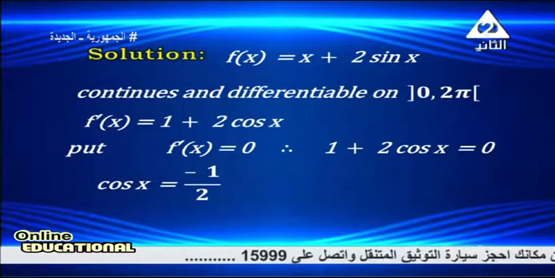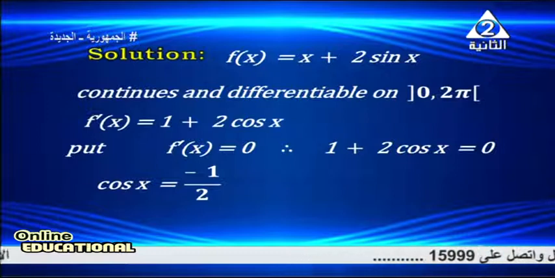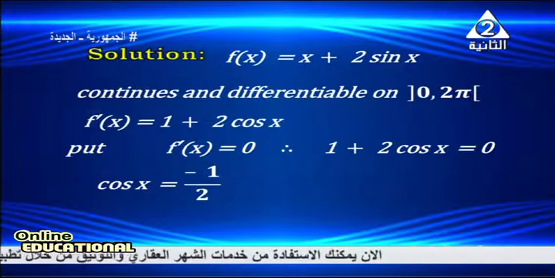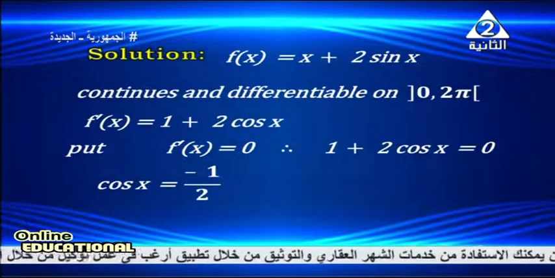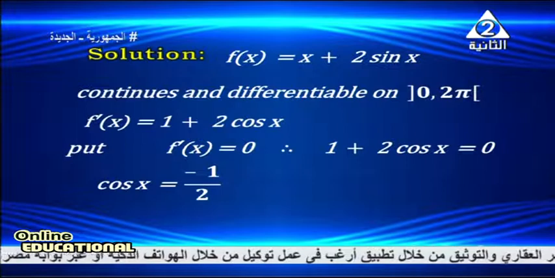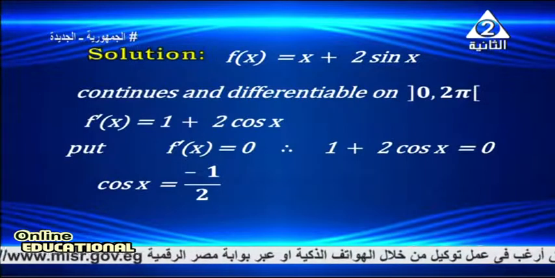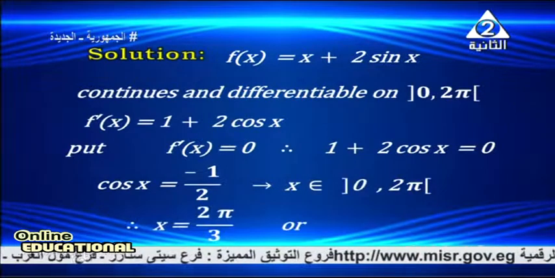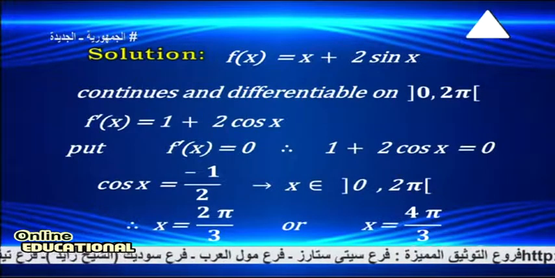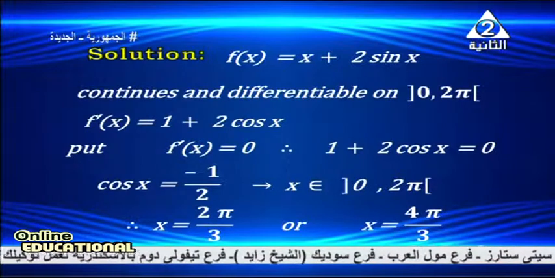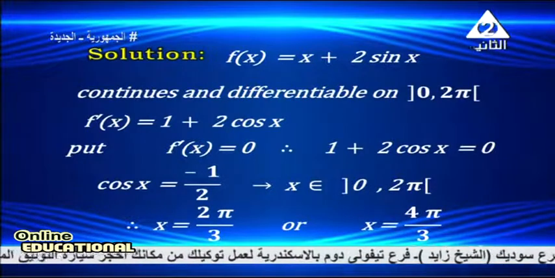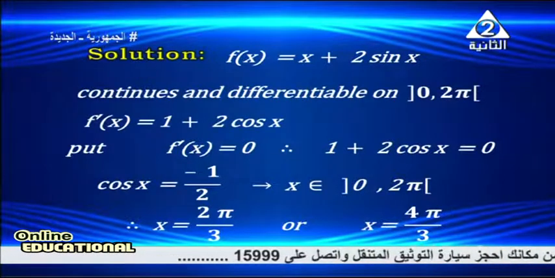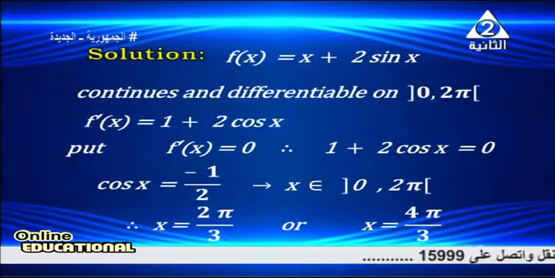We know that if cosine x is negative, then the angle is in the second or third quadrant, because cosine x is positive in the first and the fourth quadrants. Then x equals 2 pi over 3 or x equals 4 pi over 3, and x belongs to the open interval 0 to 2 pi. The two angles belong to this interval.